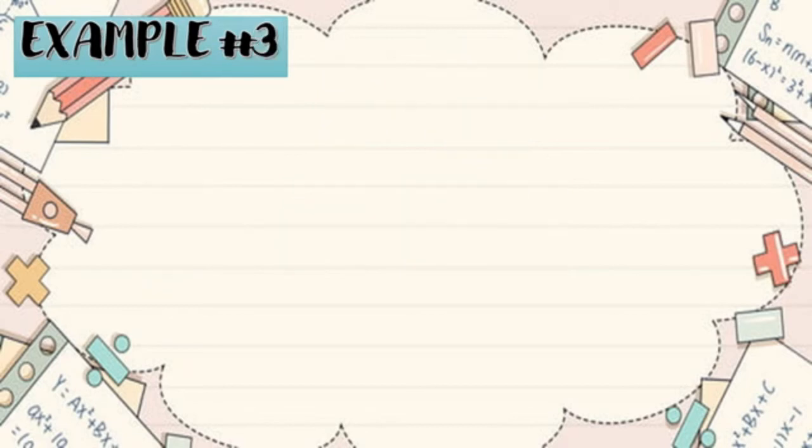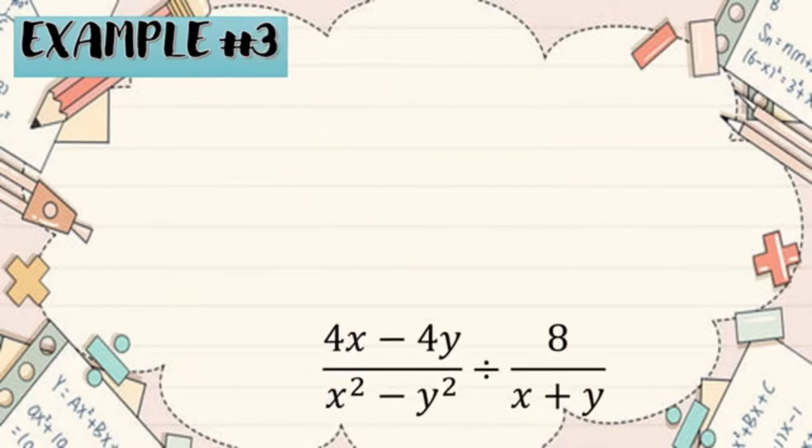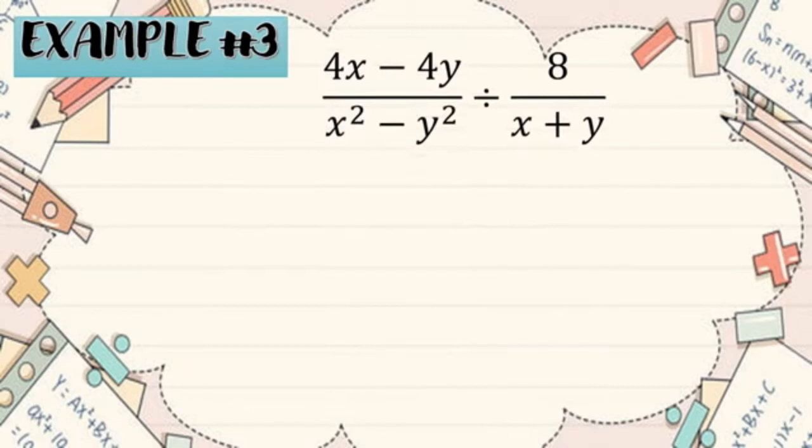How about example number 3? 4x minus 4y divided by x squared minus y squared divided by 8 all over x plus 1. If you see the operations plus and minus, class, that is your indication that you will do factoring. So what we're going to do first is identify what factoring technique we are going to apply in each term. Okay, let's start with the numerator here.